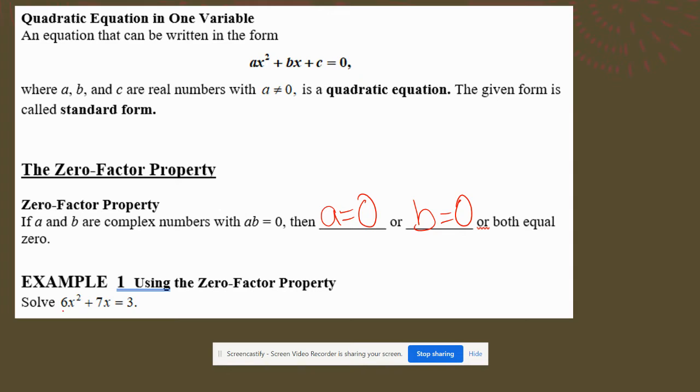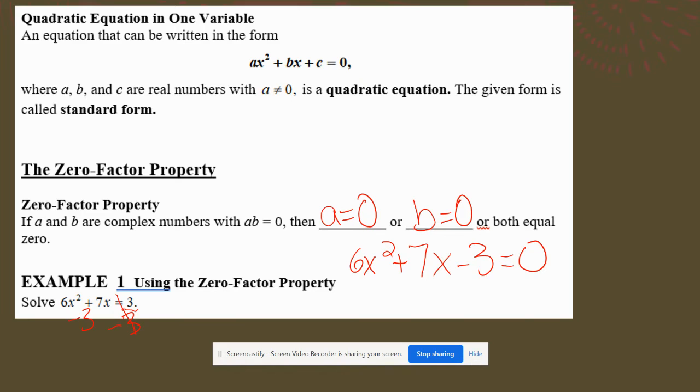So if I'm factoring this example 1, first thing I have to do is make sure it's equal to 0, and then make sure it's in standard form. So right now it's equal to 3. I'm going to subtract 3 from both sides. Standard form for that would be 6x squared plus 7x minus 3 is equal to 0.